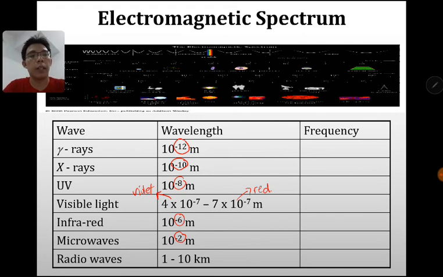So then how to get the frequency? Very simple. We have the speed of wave or speed of light equals to f lambda. Then using this and the corresponding wavelength, you can get all this frequency here. So that you can calculate on your own.